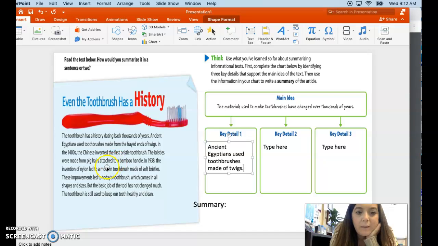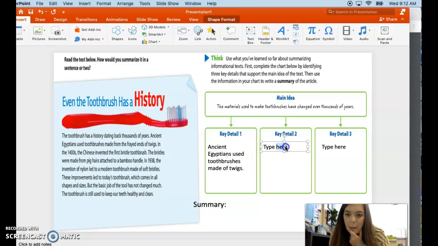Let's keep reading. In the 1400s, the Chinese invented the first bristle toothbrush. The bristles were made from pig hairs attached to a bamboo handle. I feel like I found my next key detail. What would the second key detail be?